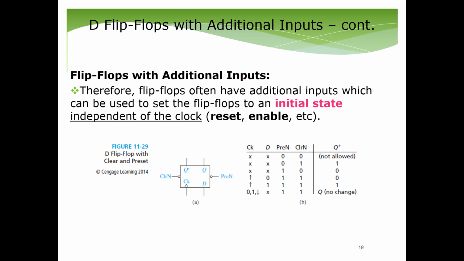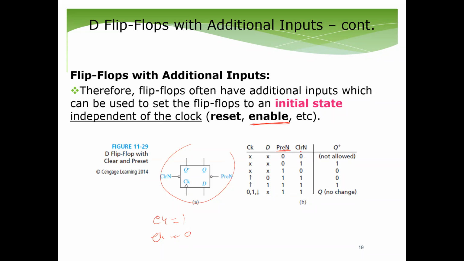Now you can also add an enable signal. Enable signal for the whole flip-flop. If enable equal to 1, just behave normally. If enable equal to 0, ignore all the signals that you have. Okay, do I have the enable here? Not really.